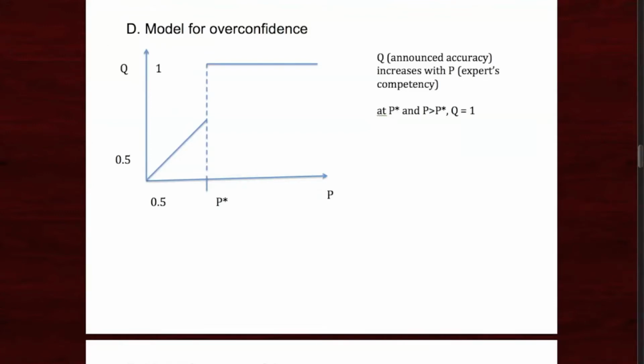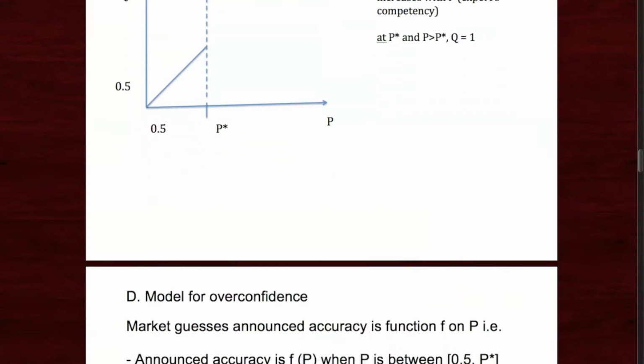Okay, so we have discussed this, looked at this chart before. We are saying Q is the announced accuracy and P is the expert's competency, and we have said that it increases linearly with expert's competency, and then a certain point comes when announced accuracy becomes one. So we'll look into the details of the model a little further.